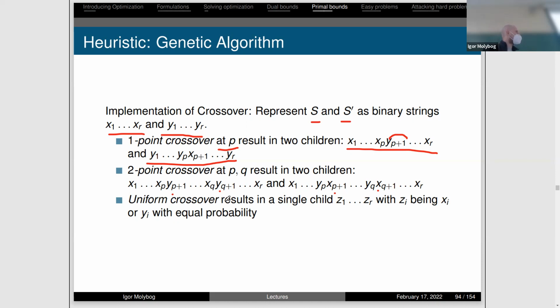The uniform crossover results in just a single offspring that is a random combination of the entries of the two binary strings, X and Y.